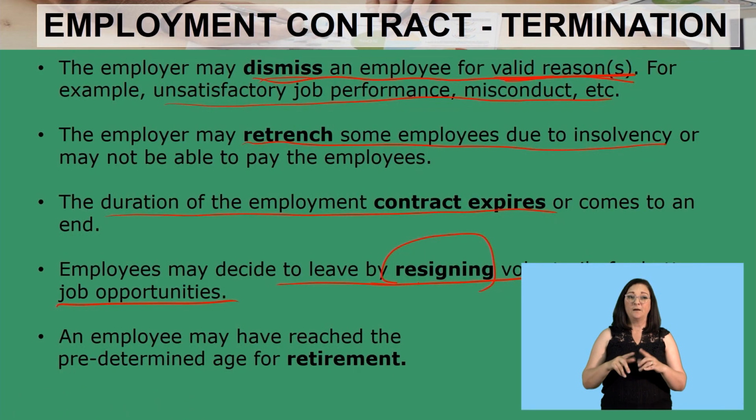Right. Lastly, an employee may have reached a predetermined age for retirement. It can either be 60 or 65, totally up to you, but definitely 65 is the retirement age. So if you have reached that retirement age, then the contract can be terminated. So those are the employment contracts or termination of the contract.